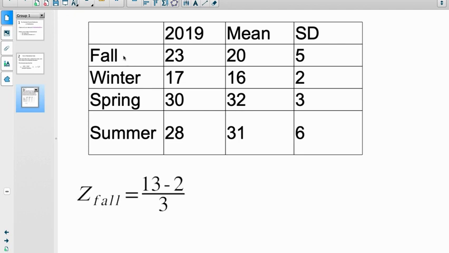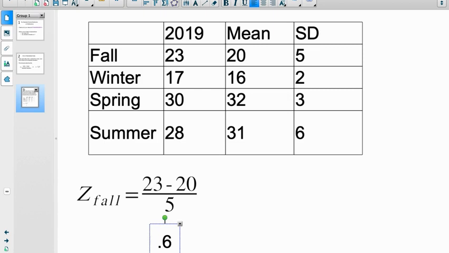So what you do is take the value in 2019 minus the mean of all falls divided by the standard deviation. If you do that, you get 3 divided by 5, which is 0.6. So now this tells you that the score of 23 criminals caught in 2019 is 0.6 standard deviations above the mean of 20.